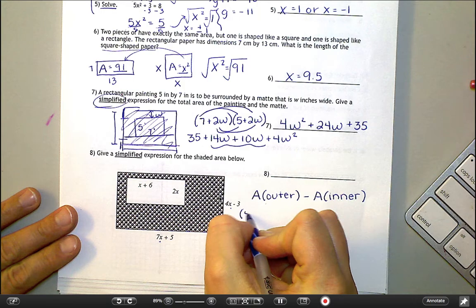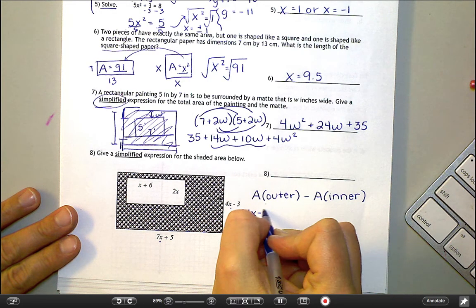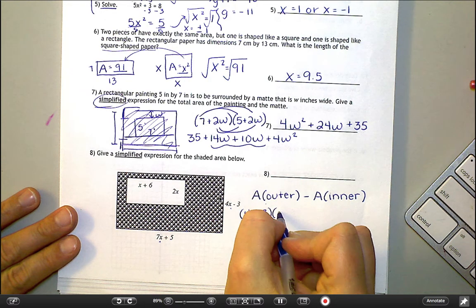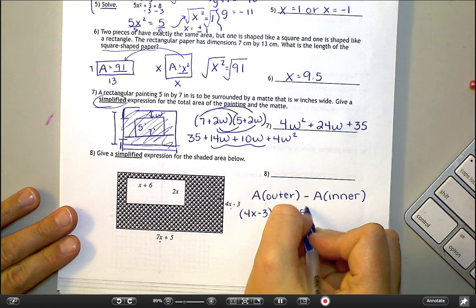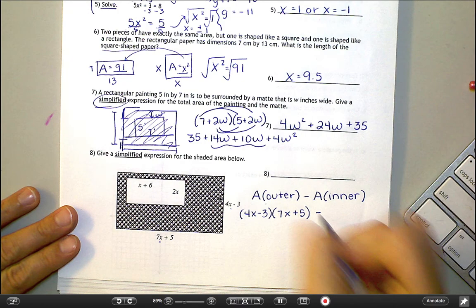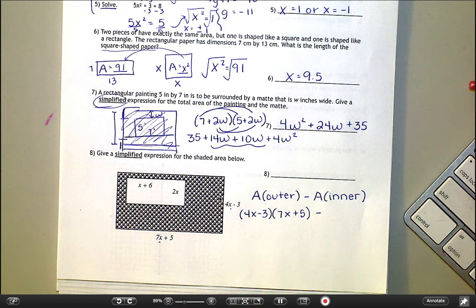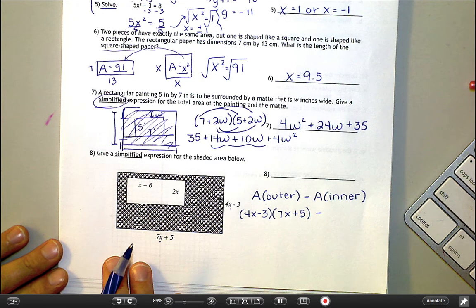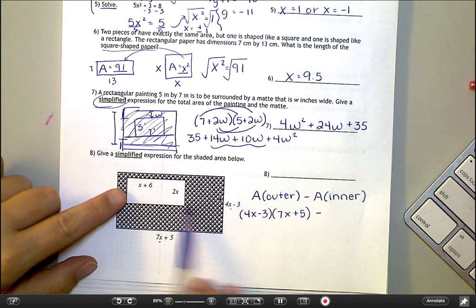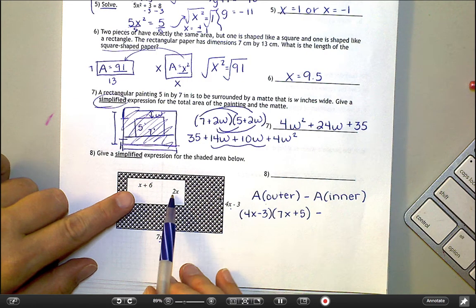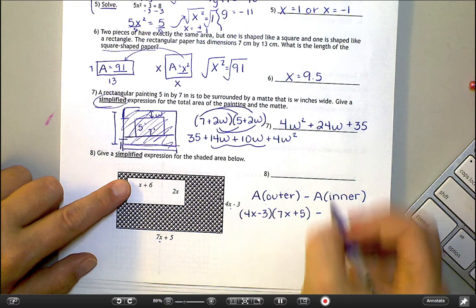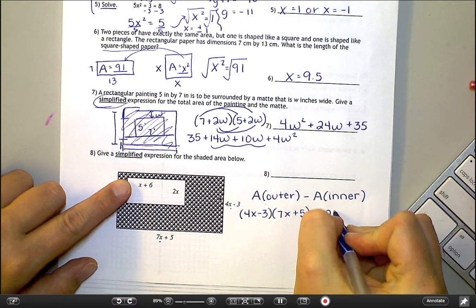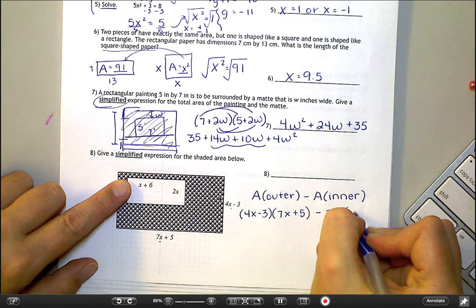So 4x minus 3 times 7x plus 5. Okay? Minus, now this is what I'm talking about, a lot of people would go off to the side and calculate the area here separately. I would just keep writing. So my area for the inner rectangle would be the 2x times the x plus 6. Notice I'm putting the 2x first.